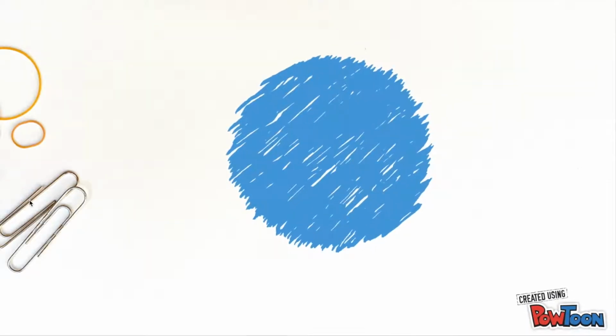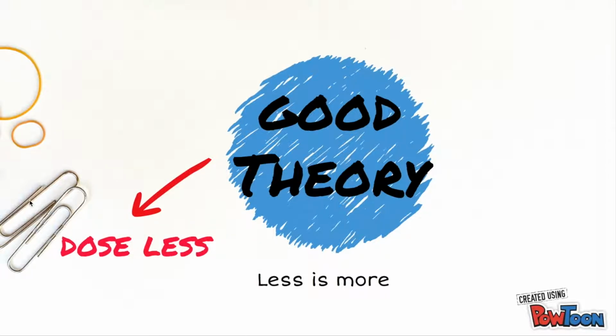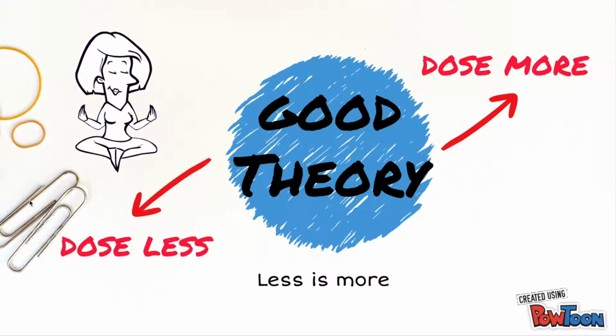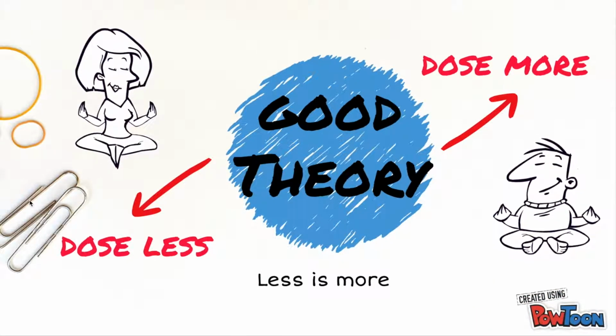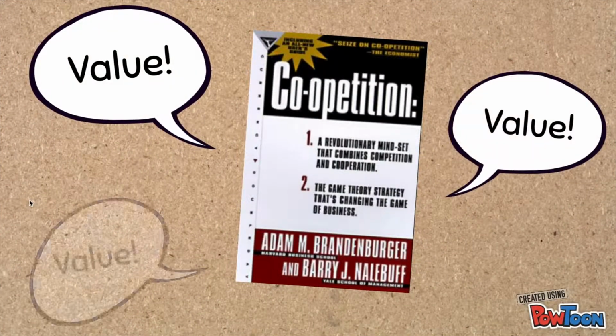There is nothing so radical as a good theory. A good theory confirms the conventional wisdom that less is more. Besides, a good theory does that since it doesn't give answers. At the same time, it does a lot more because it supports people to organize what they know and uncover what they don't know. Co-opetition offers a theory of value.